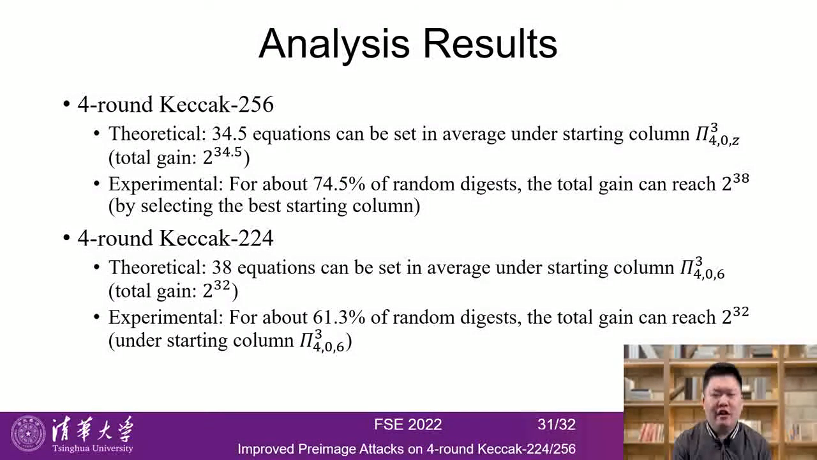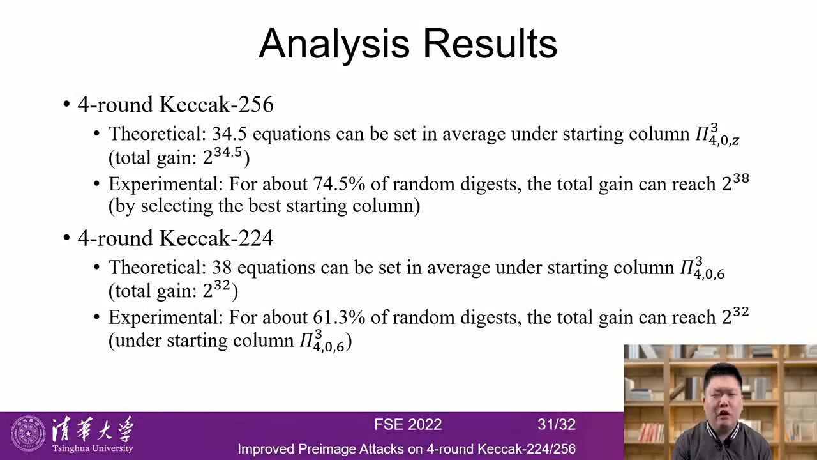For 400 Keccak-256, it is theoretically concluded that 34.5 effective equations can be set in average under starting column pi third 40z. Here, z shows a characteristic of rotational symmetry varying from 0 to 63. Yet, for a certain digest, there must be a best starting column that brings the greatest gain. We also run an experimental test, and it is concluded that for about 74.5% of random digests, the total gain can reach 2 to the power of 38.